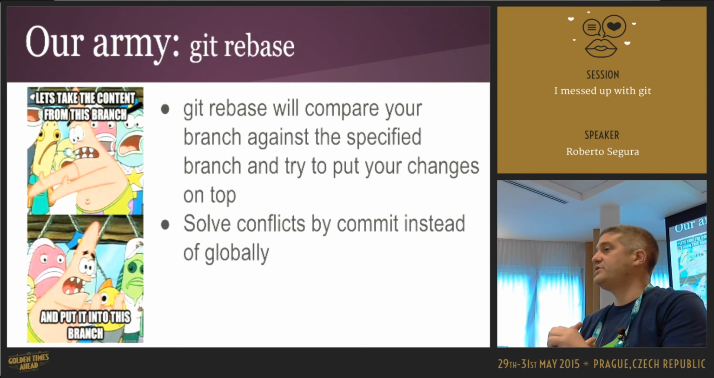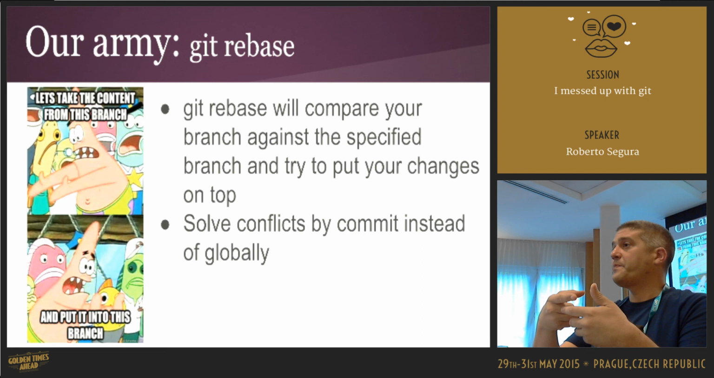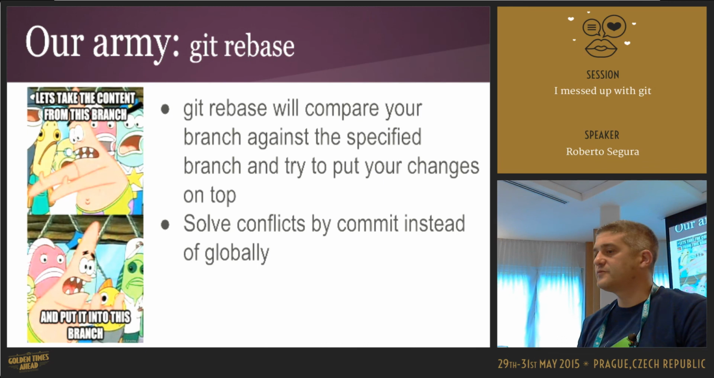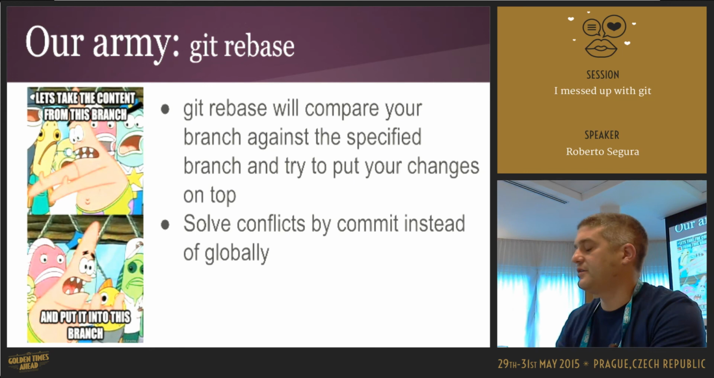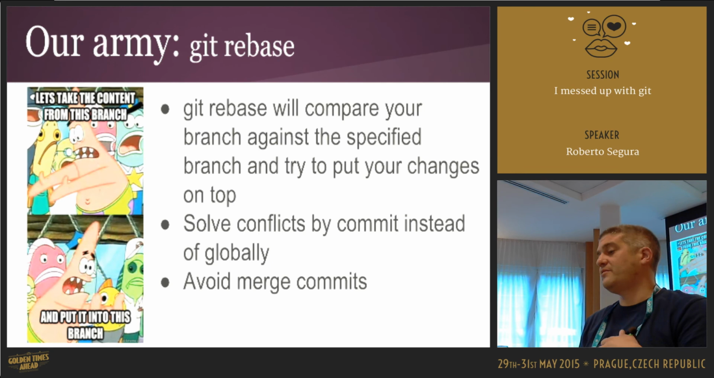If you use rebase, each time it checks whether a commit is new and tries to put it on top. If it finds a conflict in this commit, it will only show you that conflict. So, okay, I will fix the conflict with this commit, then the next commit, then the next commit, and it's a lot easier to fix things. So if you work with git fetch and git rebase, you will be able to fix your conflicts in an easier way.